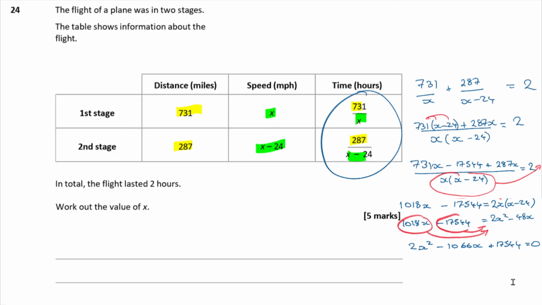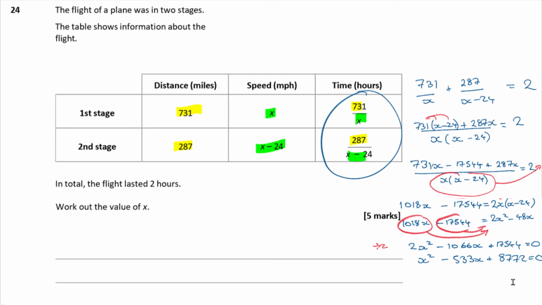So now I've got a quadratic, haven't I? Now notice I've got 2x squared at the beginning, so I can make things a little bit easier for myself just by dividing through by 2. So that's going to give me x squared minus, what's half of 1066? That's 533, isn't it? So 533x plus half of 17,544. 17,544 divided by 2, that comes out to be 8,772.